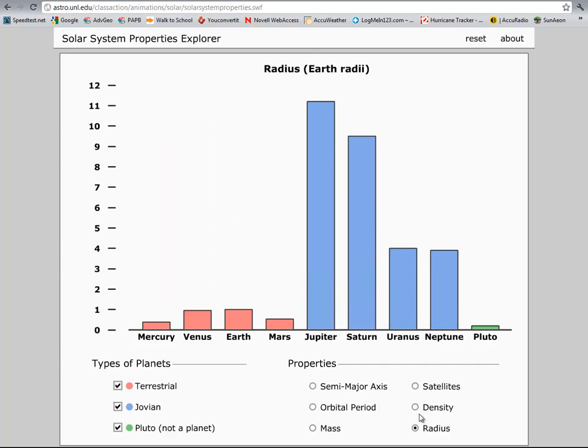And then radius. By far, Jupiter is the largest radius. Again, we're using Earth radii. Venus is our twin, almost the same, 50%, 40%. We're up to almost, let's say, 11 times larger, 9.5, 4.5, 3.5, or almost 4, and then not even a quarter. Okay, that's it for this site.